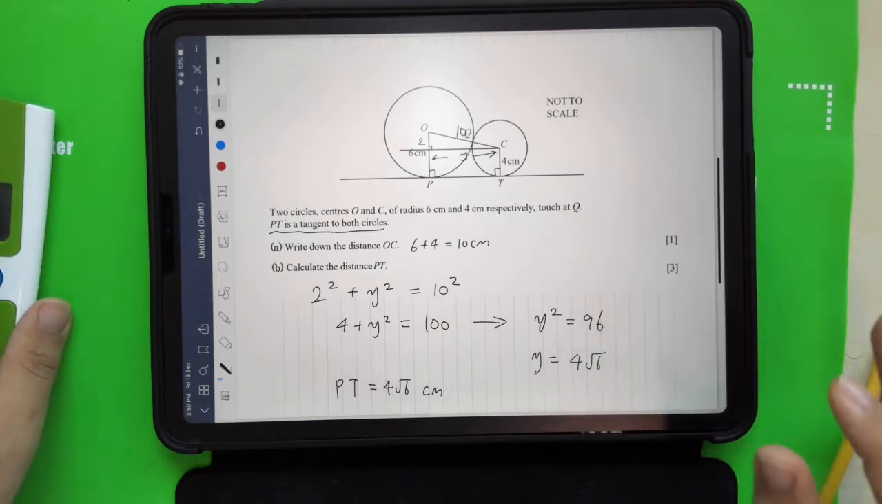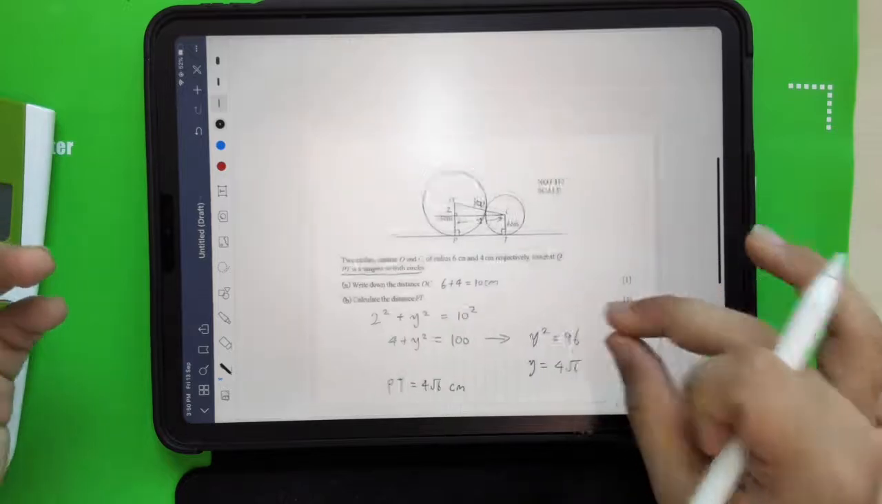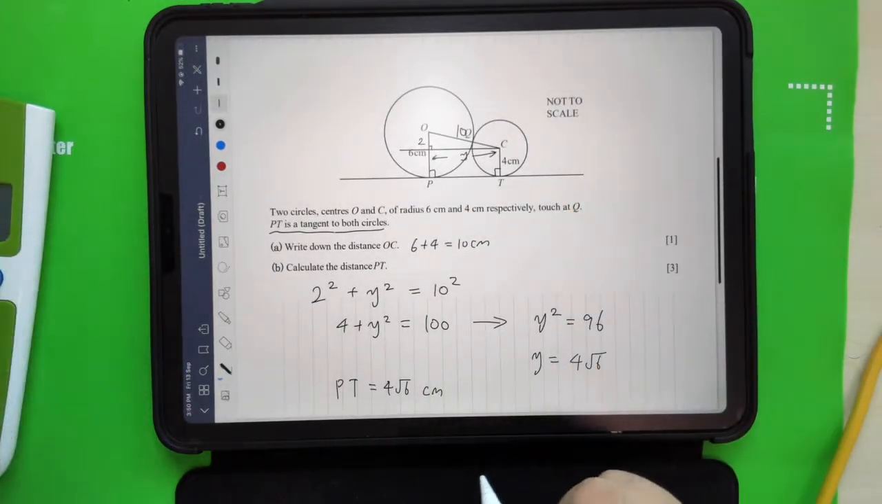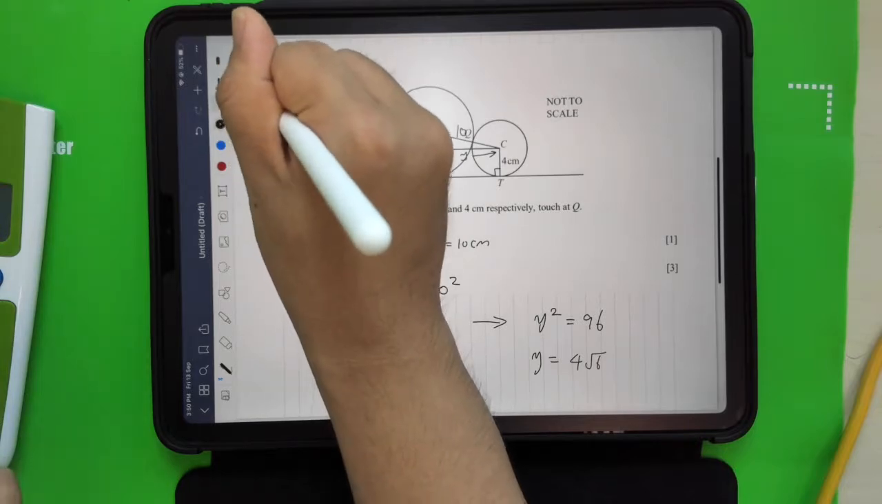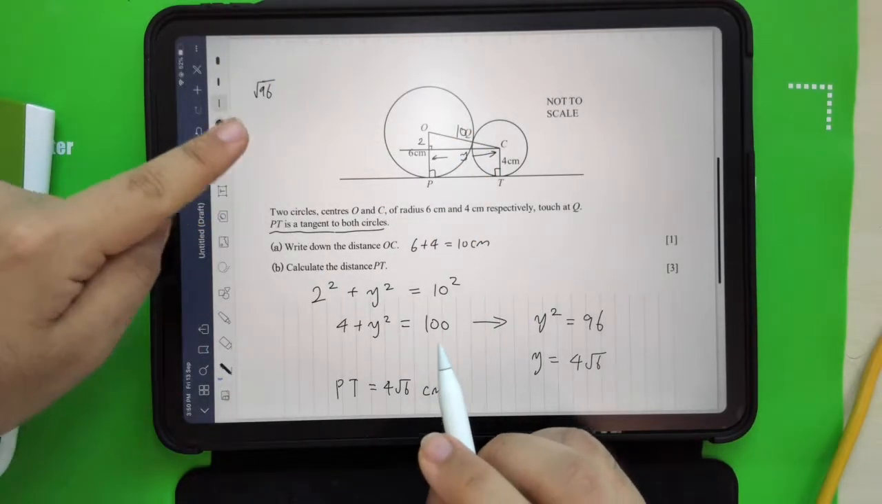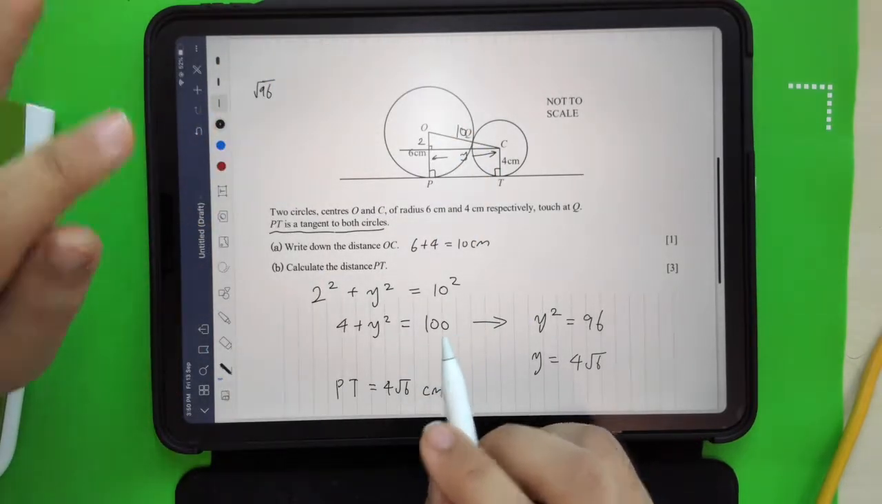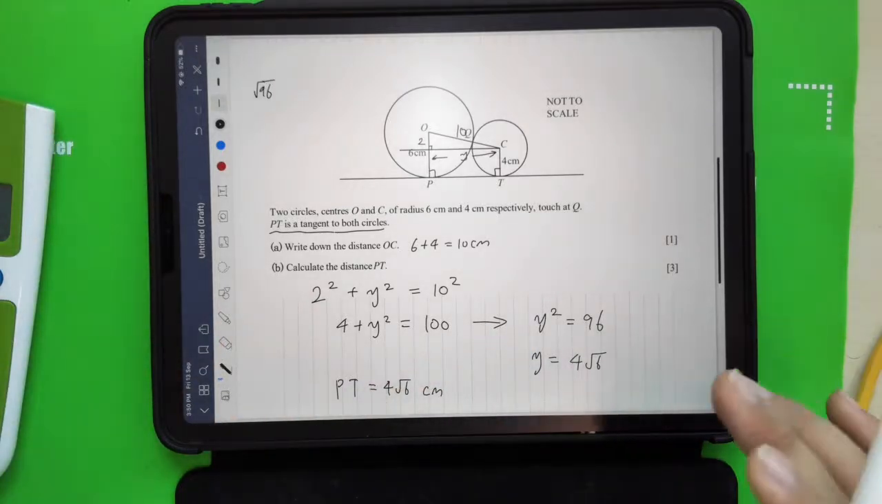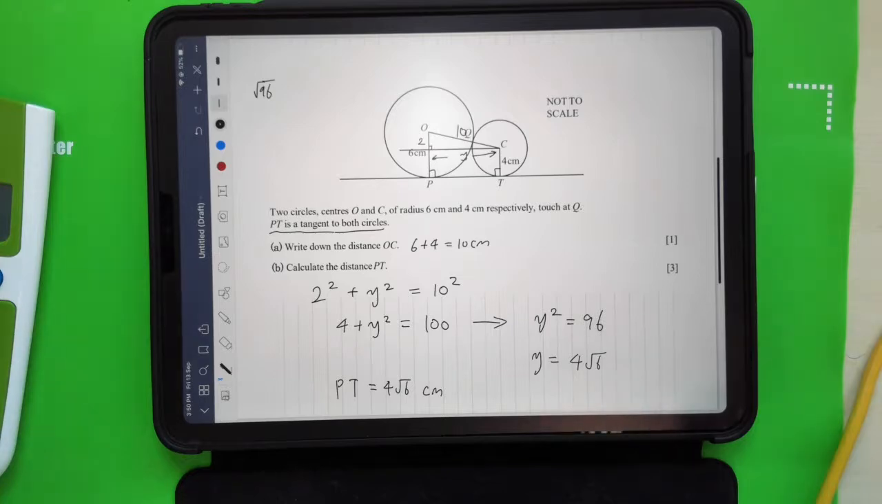An easy way to do it is think about how you can divide the numbers here. So I'll show you how to evaluate the square root of 96 manually without using a calculator. So let's do that here. To evaluate the square root of a number without using the calculator, you have to divide the numbers into smaller parts. The easiest way to do it is just divide by 2 as much as you can.